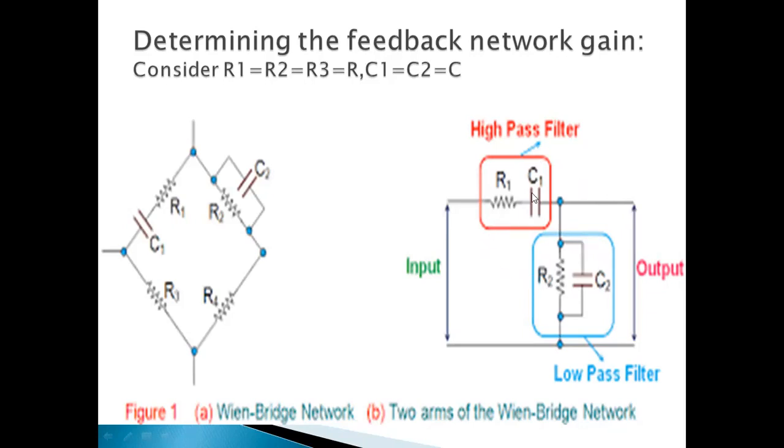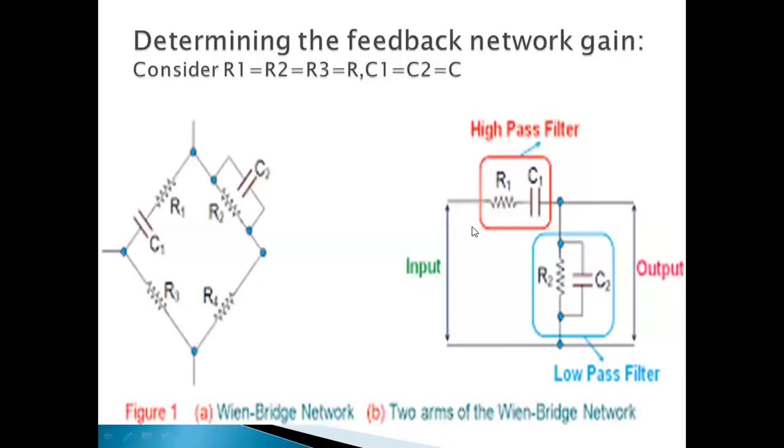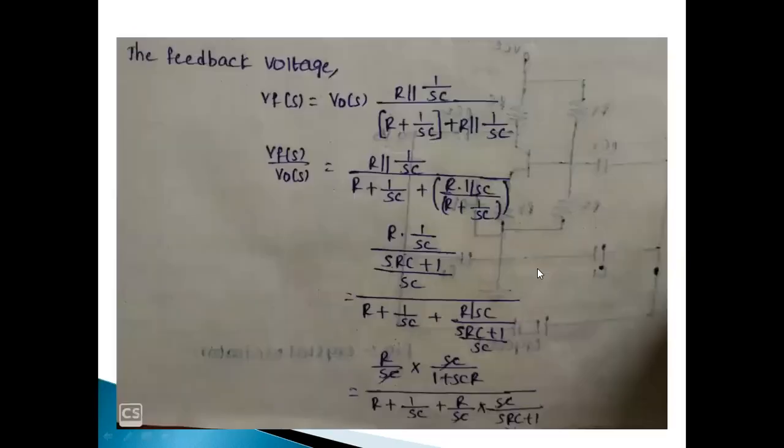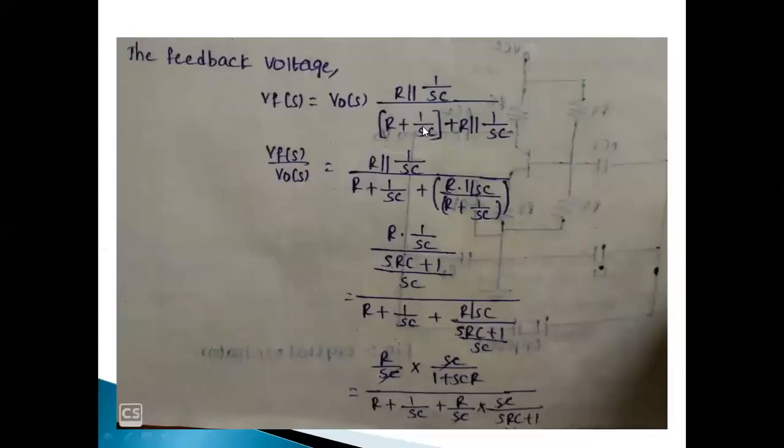So from this circuit, what is VF of S? VF of S is equal to V naught of S, the initial voltage, into the opposite impedance, that is R parallel 1 by SC, divided by the total impedance, that is this impedance plus this impedance. This impedance is R plus 1 by SC plus this impedance, that is R parallel 1 by SC.